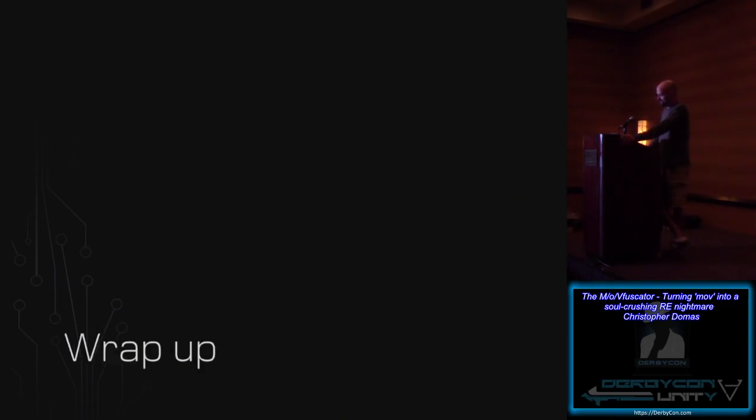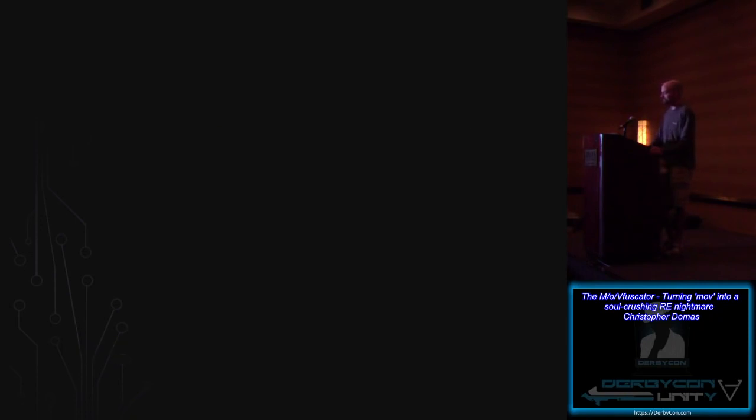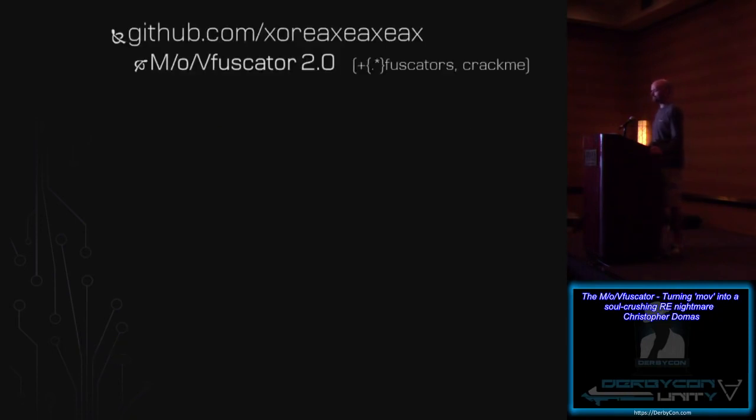But wrapping everything up, I really don't know if this is a legitimate anti-RE solution. I just thought it was an incredibly fun little side project to work on for a little while. So if you're interested in this at all, the sources are on GitHub. You can get the original MOVfuscator there, that's the Brainfuck version. You can get the C compiler version. You can get all the other blank fuscators. There's even a crackme there. If you like to reverse engineer and want to try your hand at move-only reverse engineering, you can check out that crackme.